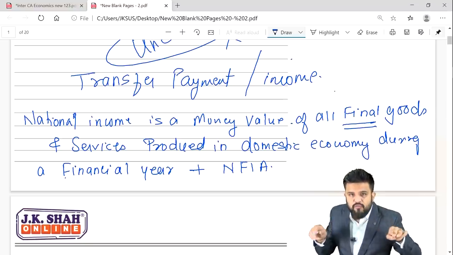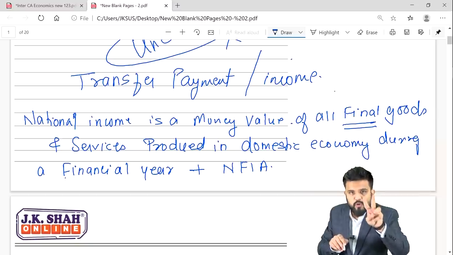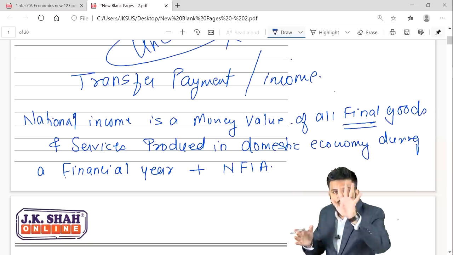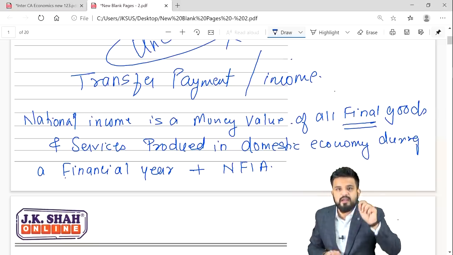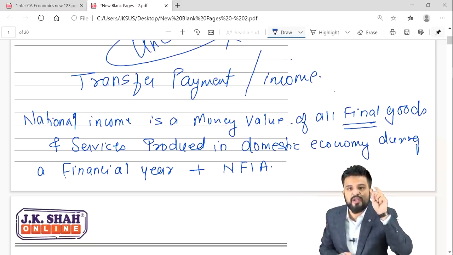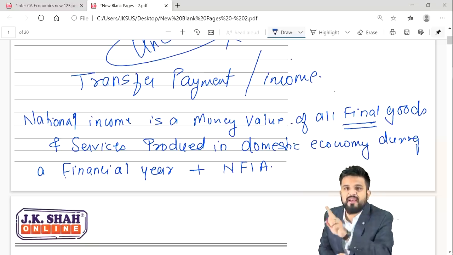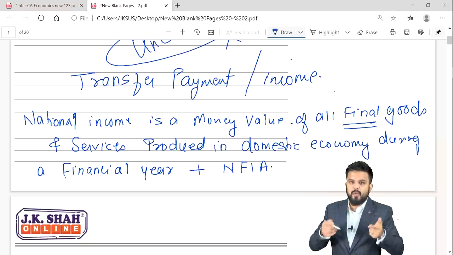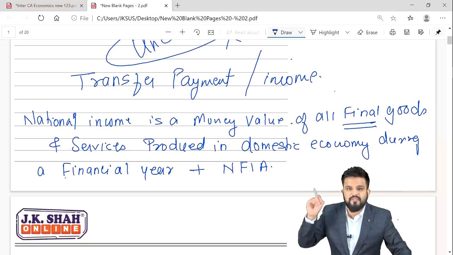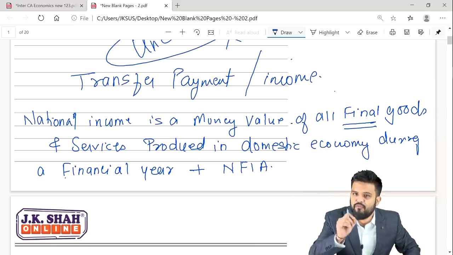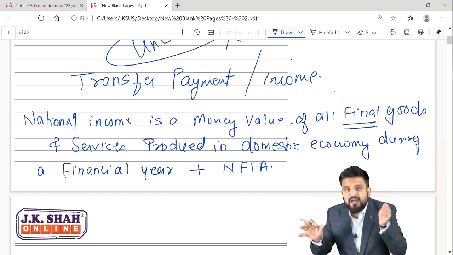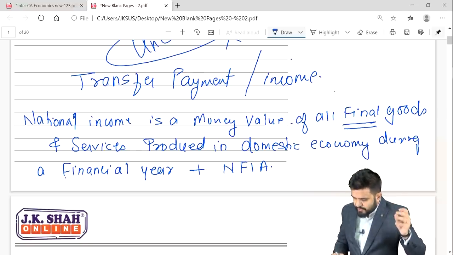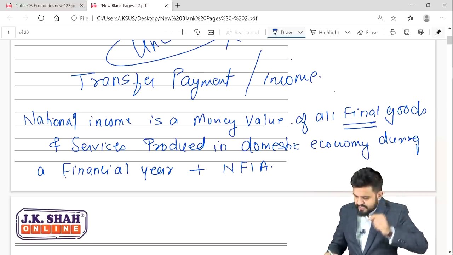Like a plank of wood, 2000 rupees is the value, converted into furniture. Furniture value is 5,000. So in national income, or while doing GDP calculation, directly 5,000 will be considered. 2,000 plus 5,000 is wrong. Double counting. Because ultimately that furniture is made out of the same plank of wood. So 5,000 includes the value of the plank of wood. So please remember, it should be only final goods and services.